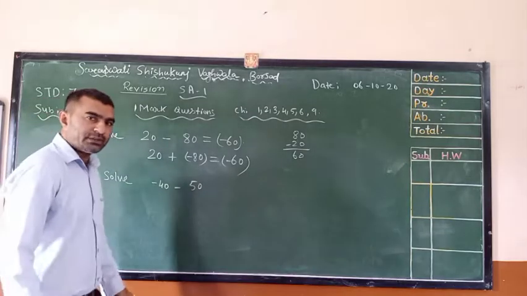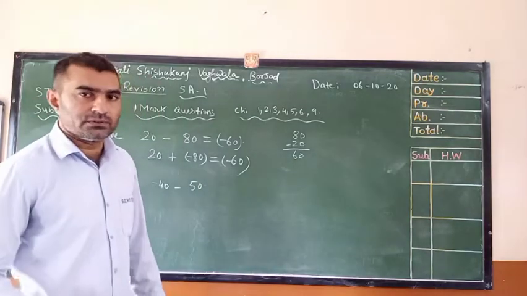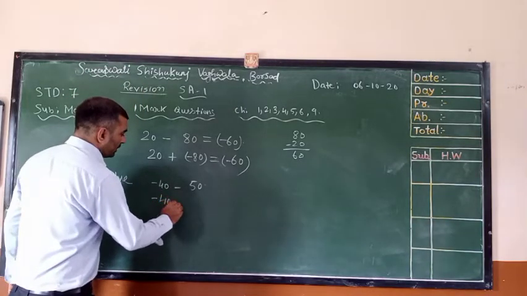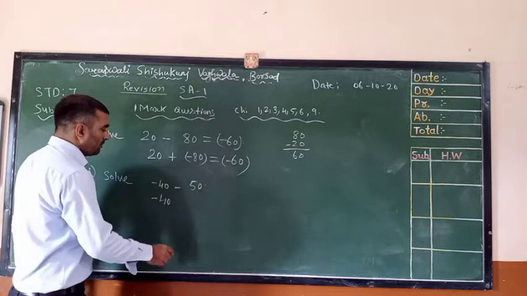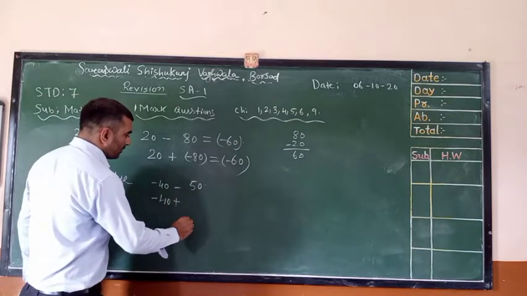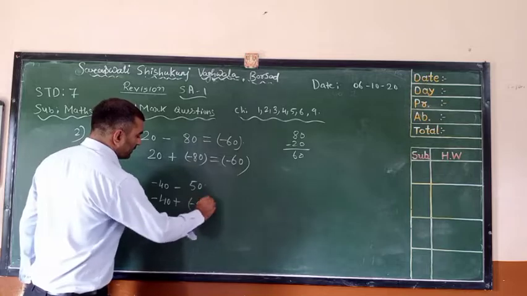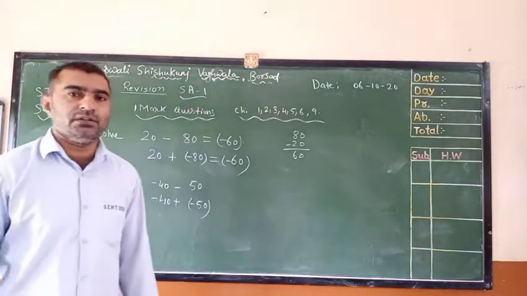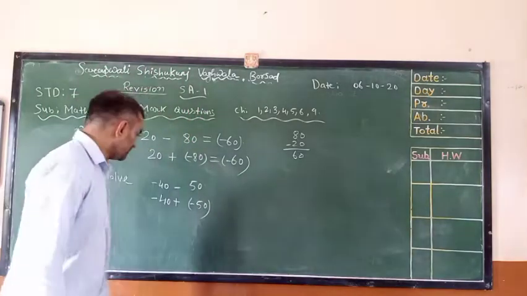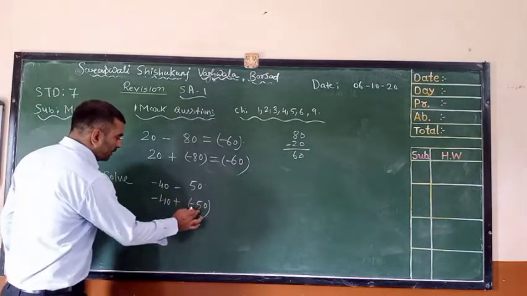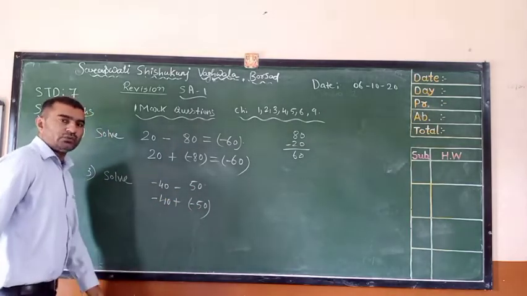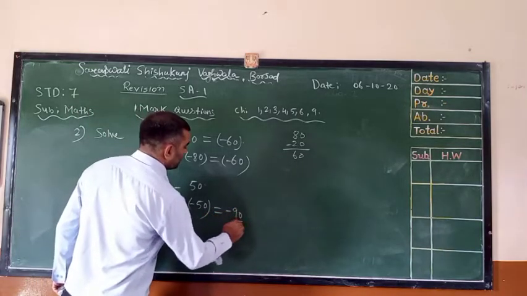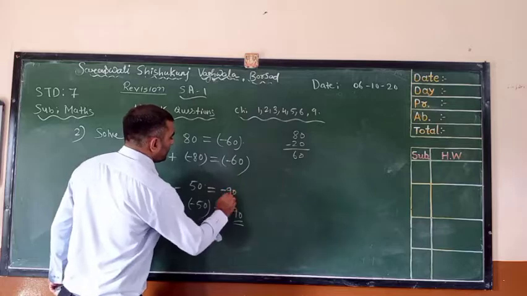As I told you, in subtraction we can add the additive inverse. So for minus 40, we change the sign of the second number and add plus minus 50. What is the meaning of additive inverse? We just change the sign of that integer. So 50 becomes minus 50 and we convert this subtraction into addition. Both integers are negative, so we add and put a negative sign. The answer will be minus 90.